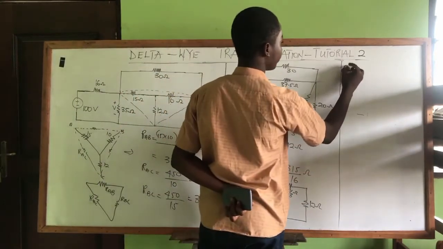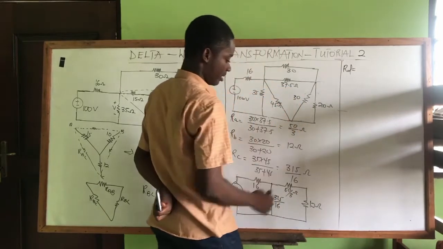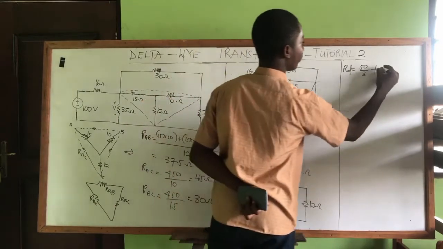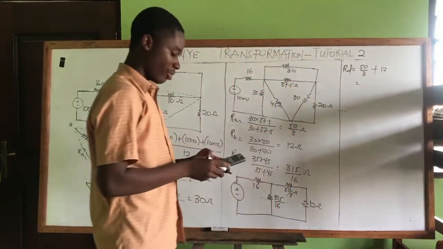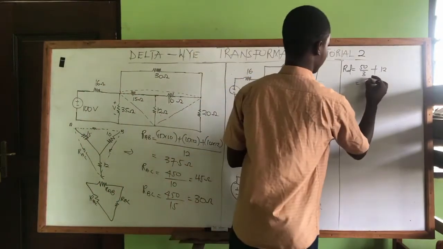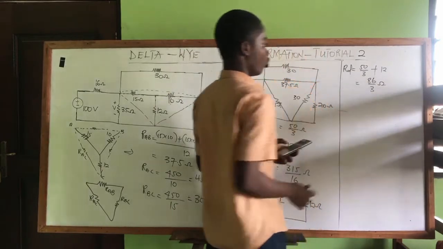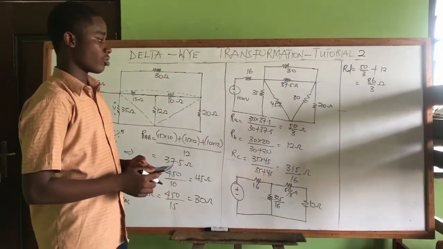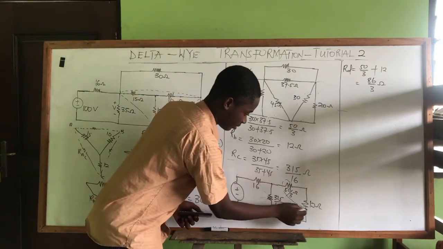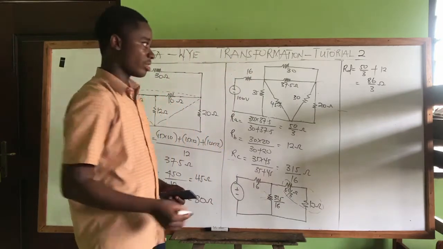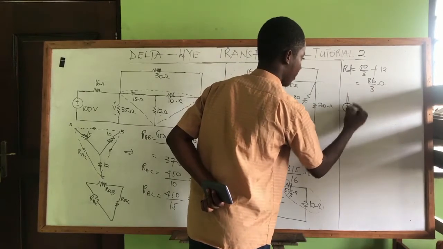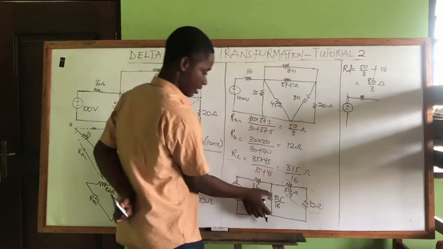So let's say 50 on 3 in series with 12. Let's call it RD. RD is giving us 50 on 3 in series with 12. You can punch it together: 50 on 3 plus 12, which gives us 86 on 3 ohms. That's the equivalent of this portion. Alright, so let's draw our circuit. So we have this our 16 here. This value is there.